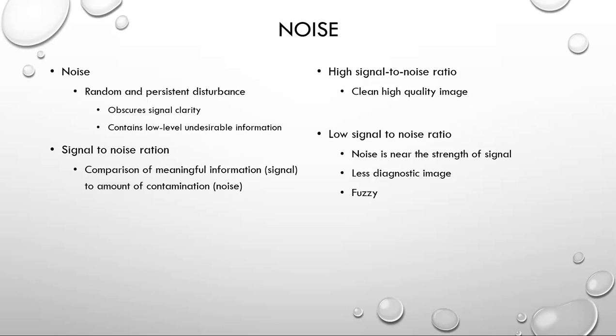The signal-to-noise ratio is when we have a good comparison of meaningful information, known as signal, to the amount of contamination, known as noise. What we would call a high signal-to-noise ratio results in a nice, clean, high-quality image. What we would call a low signal-to-noise ratio results in a fuzzy image. We want a nice, clean, high-quality image. We want high signal-to-noise ratios.